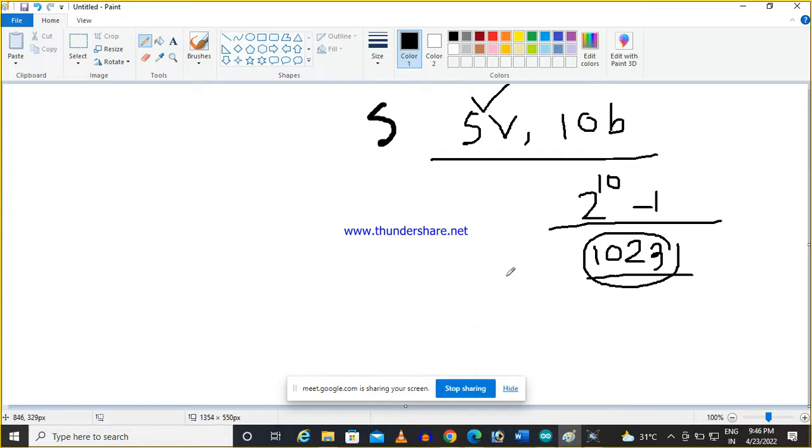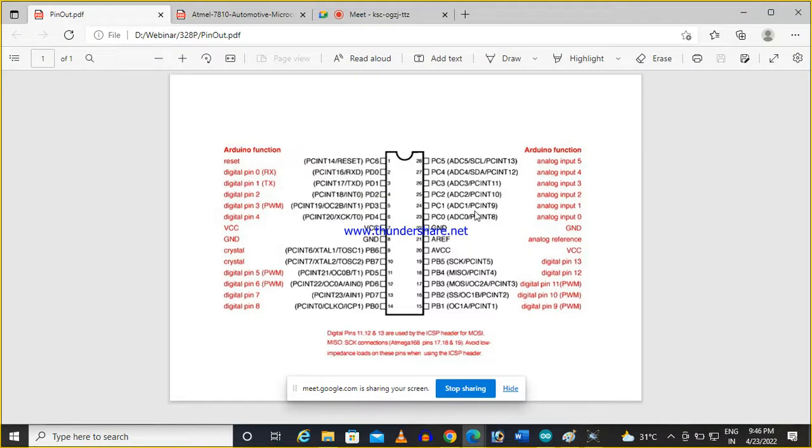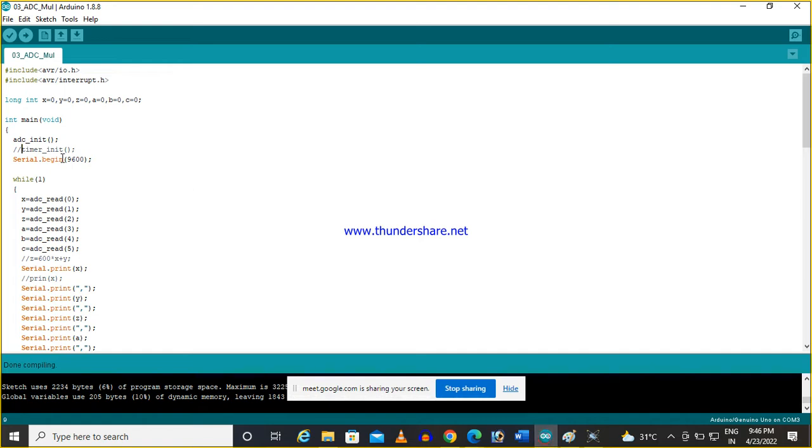That basically represents the resolution of the ADC. If 0 volt is coming, we will get 0 count. If 2.5 volt is coming, we will get around 512, half of that. So based on the resolution, the count value will vary in this way. Now I am coming to the code first.